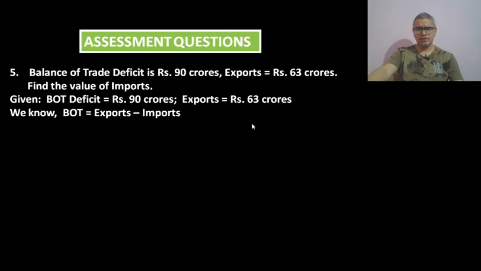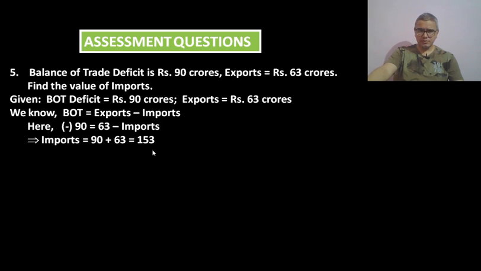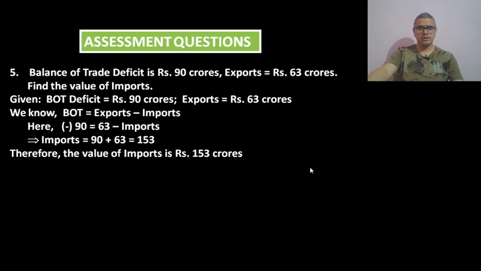Now we write the formula, and then we see that here also, because there is a deficit in balance of trade, we are writing it as minus 90. Exports value is given as 63 crores. 63, we have replaced it. Imports we are asked to find. So after solving this, we get that imports is equal to 90 plus 63, that is 153. So the value of imports is rupees 153 crores.